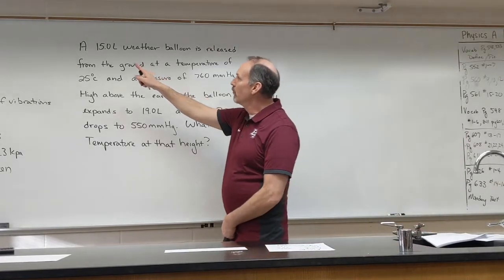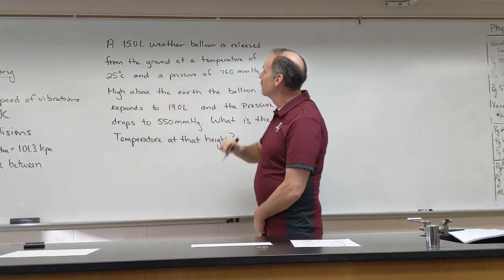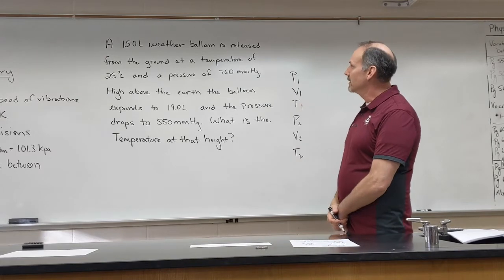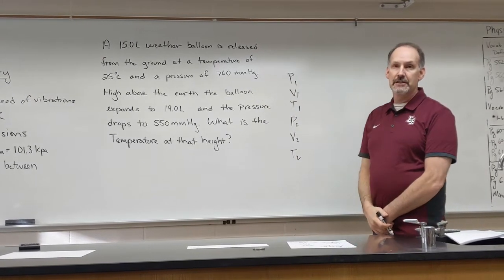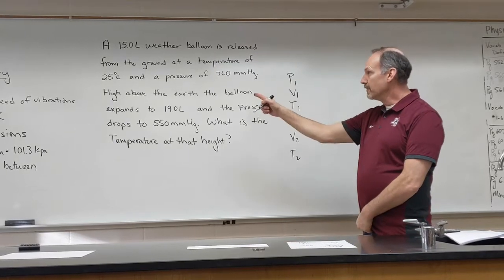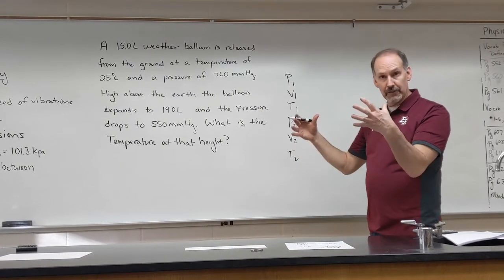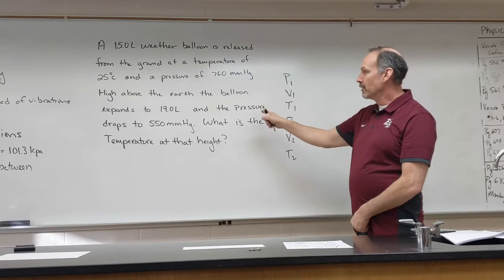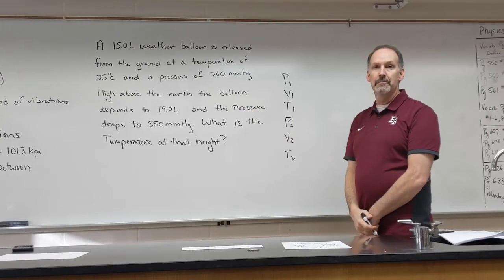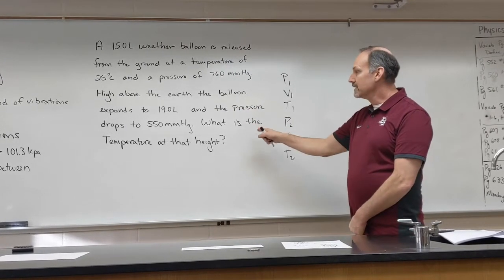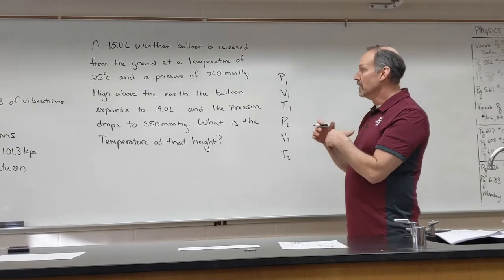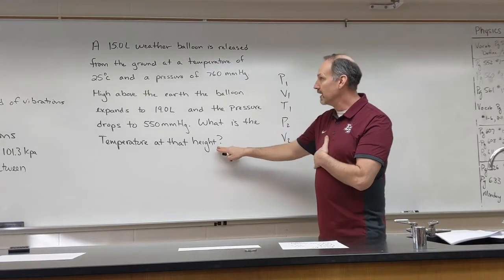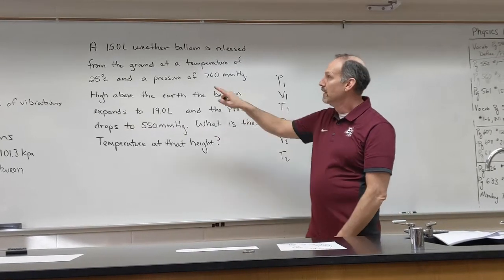It says that we have a 15-liter weather balloon released from the ground at a temperature of 25 degrees Celsius and a pressure of 760 millimeters of mercury. High above the earth, the balloon expands because it goes up with less pressure, and the pressure drops to 550 millimeters of mercury. What is the temperature at that height? Now we know it's going to get colder as we go up in the atmosphere, so our goal is to find that final temperature. So we go back to our problem.